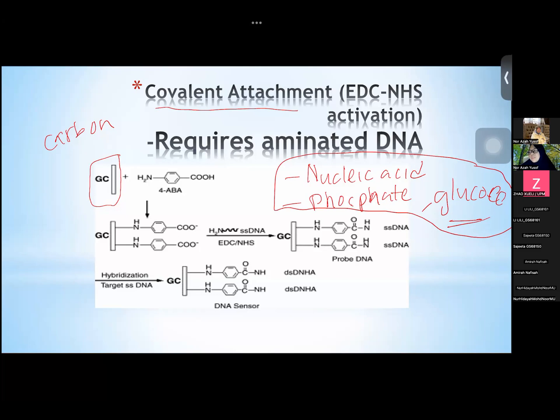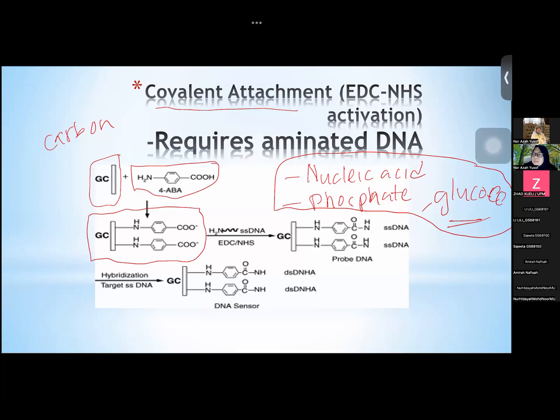So if you just let it there, it will interact, of course, it will physically absorb, but we don't want that because it will be disoriented. So sometimes we use a linker, okay? We put linker, okay? So this is example of linker. On top of the carbon surface, we put linker. So this is an example. There's a lot of other linker.